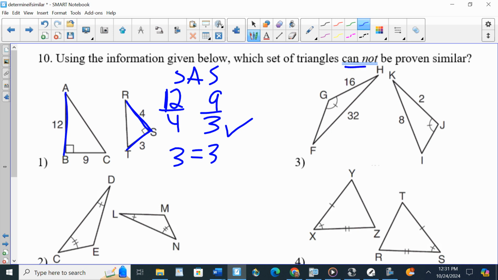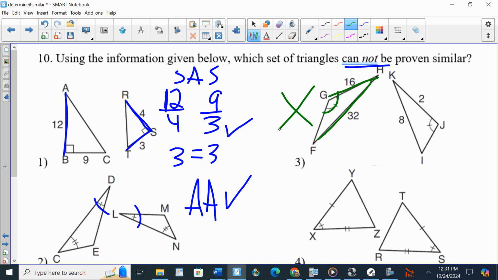This one says which cannot be proved similar. Choice 2, I have 2 pairs of angles marked. We haven't seen that yet. That's AA. There's no work to do for that, which is why you're not going to see that much in this lesson. But 2 pairs of angles marked, that's AA. They're similar. Choice 3, there's 2 issues here. First of all, I have 2 pairs of sides. The angle that's marked is not the angle between them. So it's not SAS, it's not SSS, it's not AA. We can't prove those are similar.